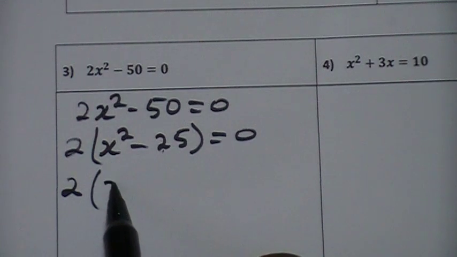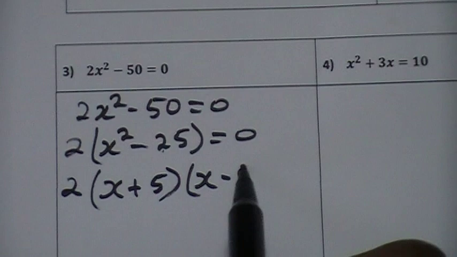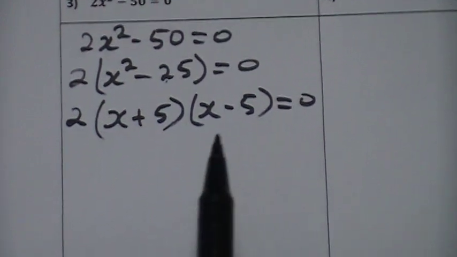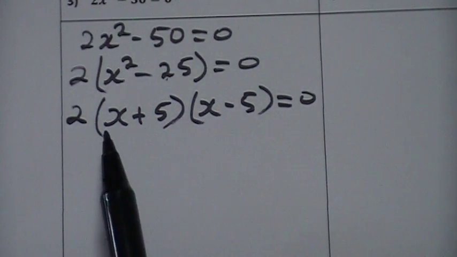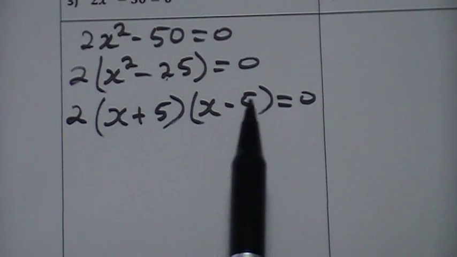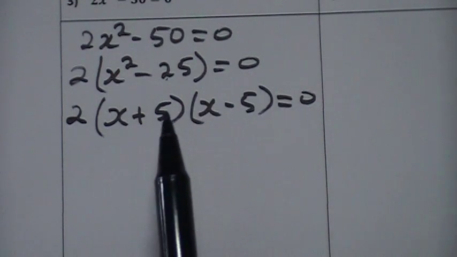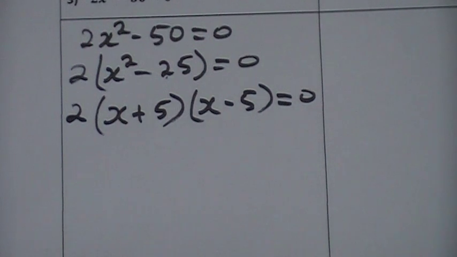So this can be written as, so 2 times a number times another number gives us 0. So we know that one of these must be 0. 2 times, if this is 0, 2 times 0 is 0, times this number gives us 0. If this one is 0, then 0 times this number is 0, times this number is 0. So one of these two must be 0. Or both of them could be 0.